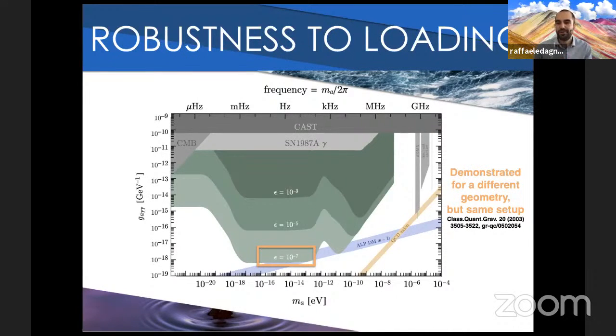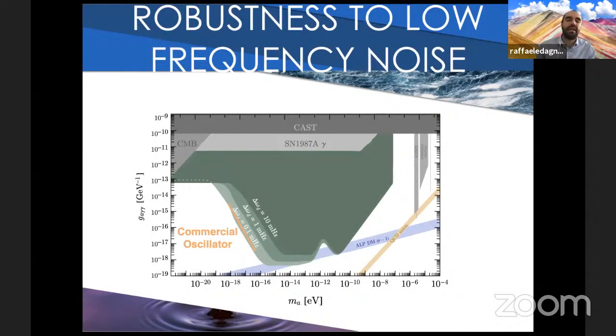I've already shown you what happens here. Sure, the sensitivity is very degraded, but we still cover a lot of new parameter space over a wide range of axion masses and couplings. Again, I can imagine that for some reason I missed some low frequency noise sources in my calculation.